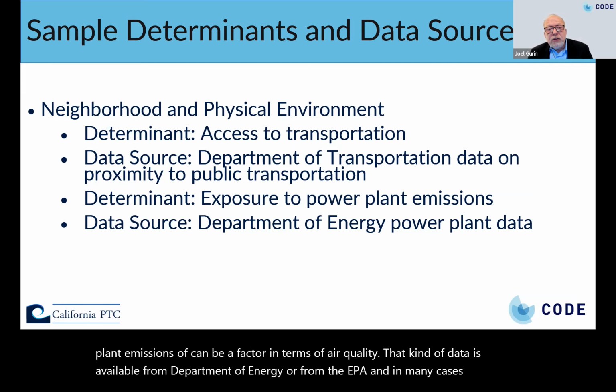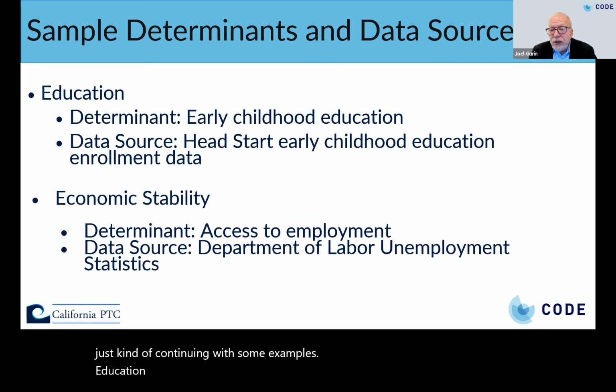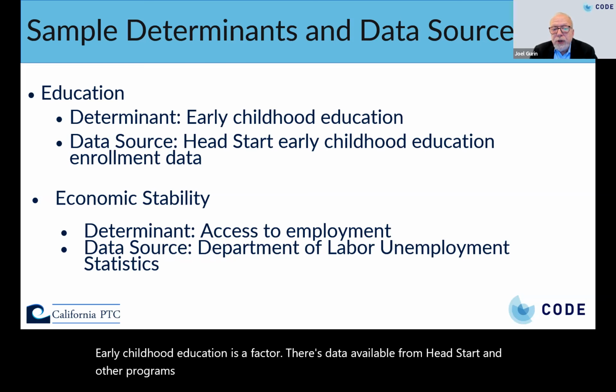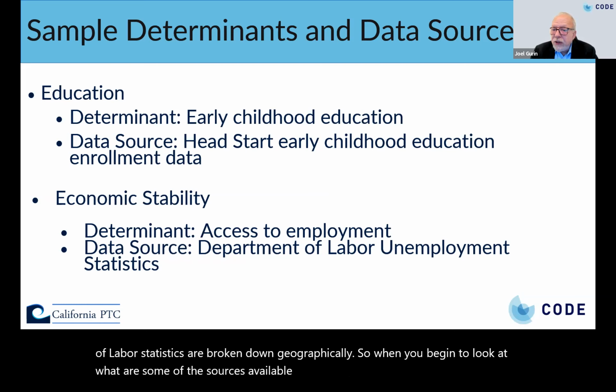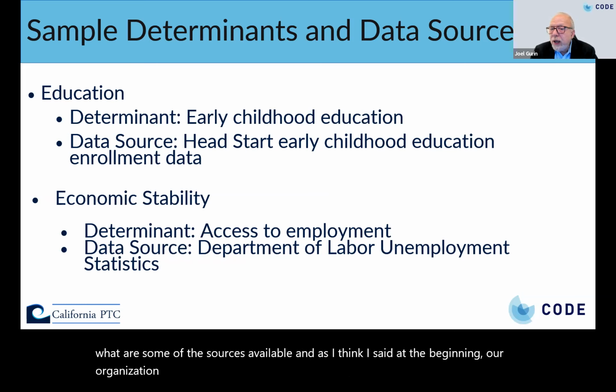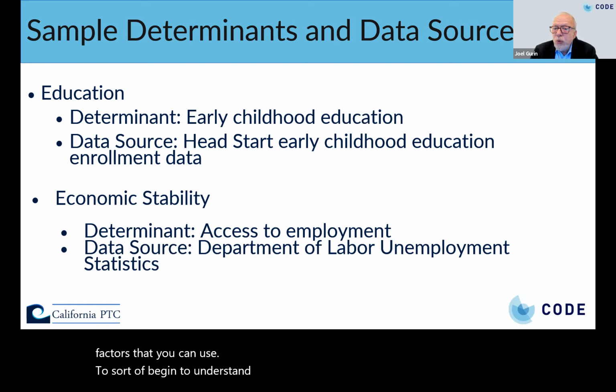Next slide, just continuing with some examples. Education, early childhood education is a factor. There's data available from Head Start and other programs. Economic stability, access to employment is a factor. Department of Labor statistics are broken down geographically. So when you begin to look at what are some of the sources available, and as I think I said at the beginning, our organization focuses largely on data from federal organizations, but a lot of data is also available on a state and local level as well. There are many, many factors that you can use to begin to understand the communities in which you're working and the individuals in those communities.